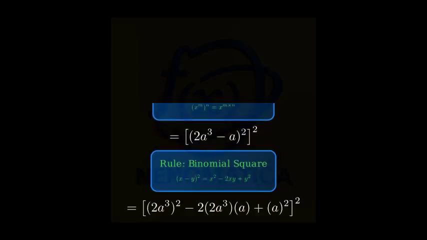Remember that for any binomial a plus b squared, we get a squared plus 2ab plus b squared. In our case, we're squaring 2a cubed minus a, so we get the quantity 2a cubed squared, minus 2 times 2a cubed times a, plus a squared.